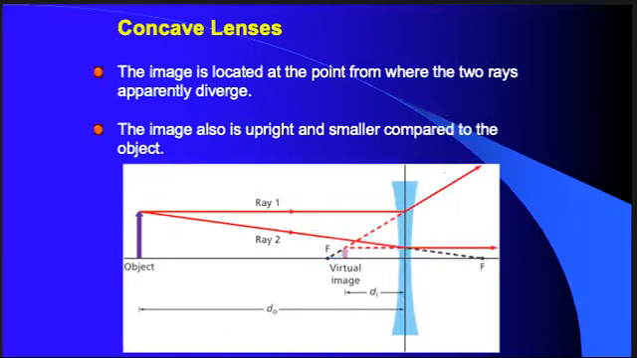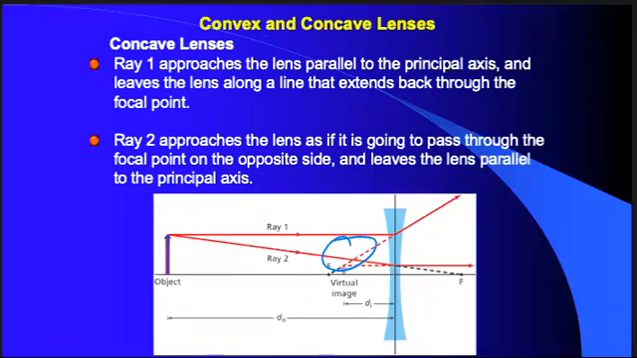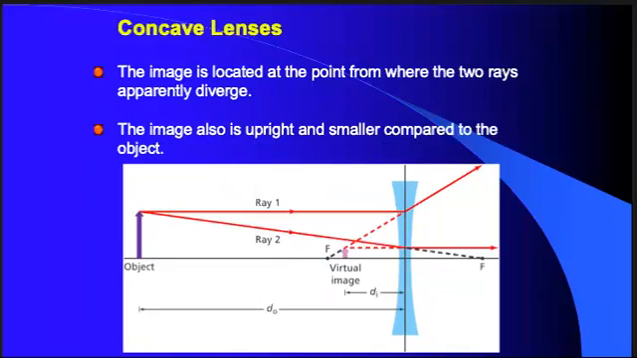Okay. So, what type of image? It is upright, smaller in size, and same side as the object. Okay. So that is very simple for concave lens. There are no more cases for concave lens. For concave lens, the case is just simply one. One case lang din na siya, and that is what? The image formed is virtual. Virtual lang din na siya.